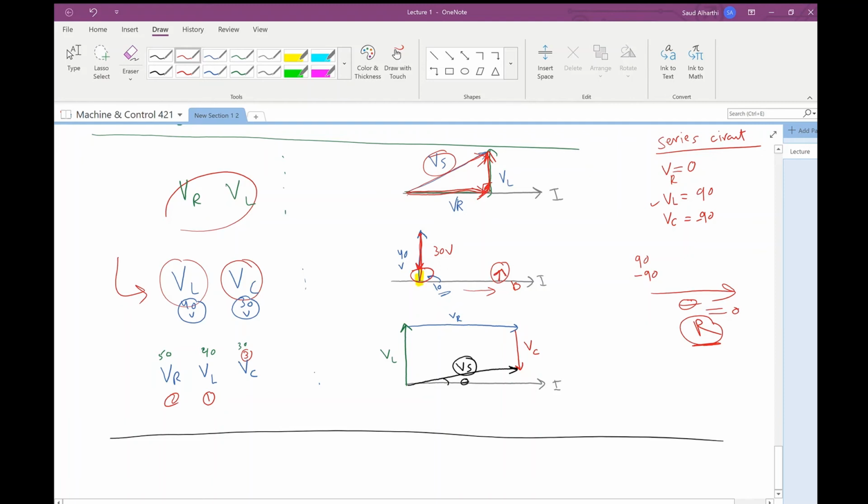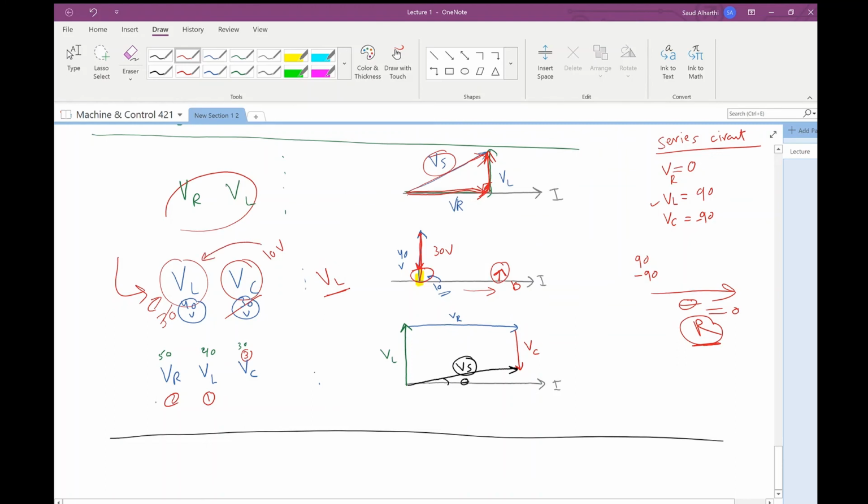That means the circuit will behave as VL, because the 30 volt of VL will cancel the 30 volt of VC. What I have left from this equation is only 10 volt related to the inductive voltage.